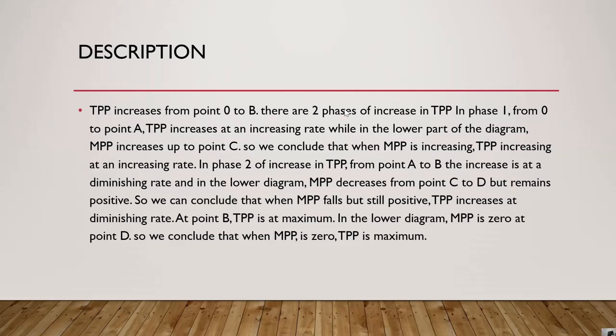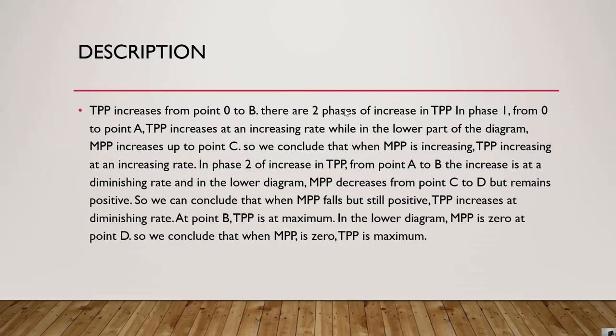We are saying total physical product increases from point 0 to B. There are two phases of increment. In TPP, in phase 1, from 0 to point A, it increases at an increasing rate, while in the lower part of the diagram, marginal physical product increases up to point C. So we conclude that when marginal physical product is increasing, total physical product increases at an increasing rate. That's the relationship we are describing here in the first point.